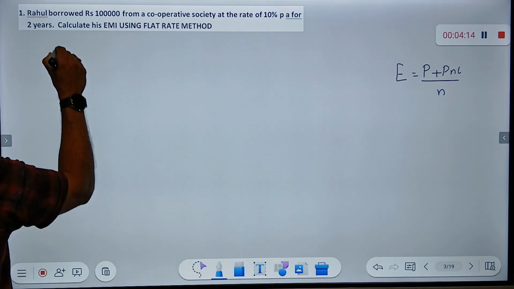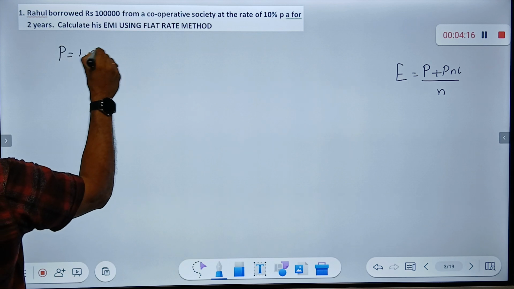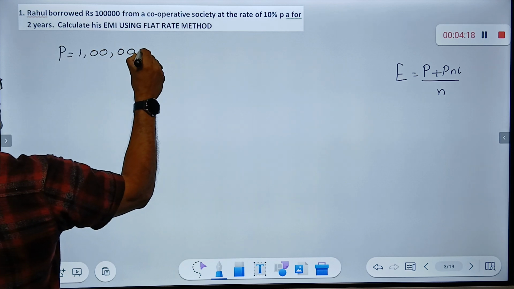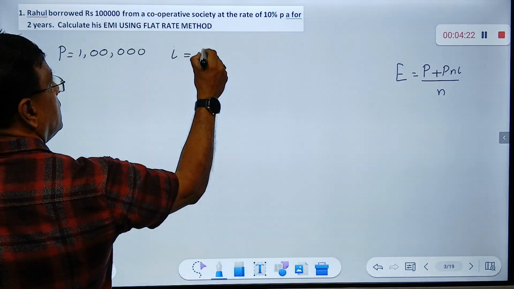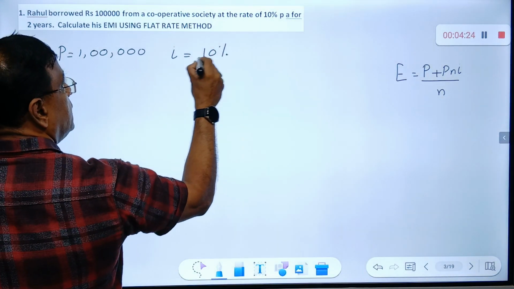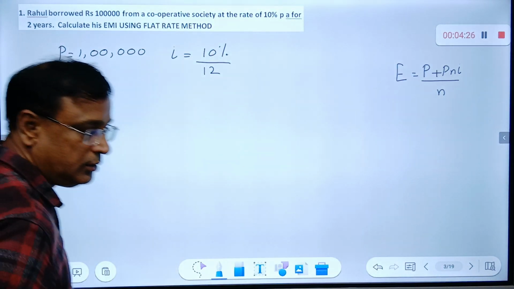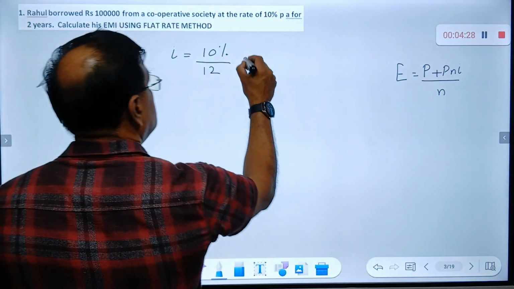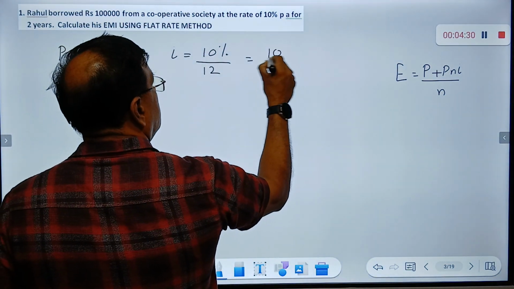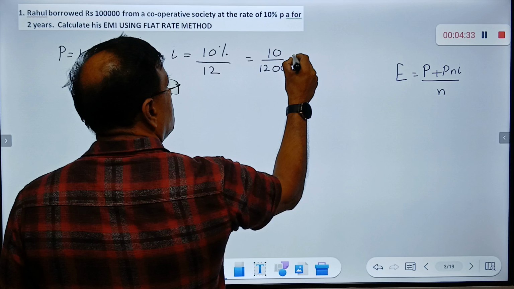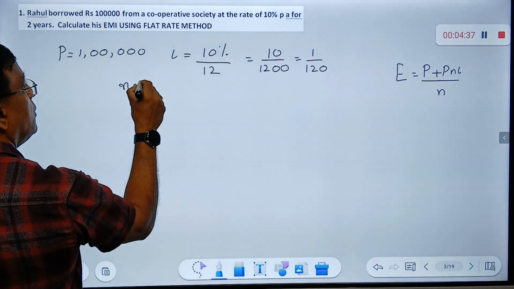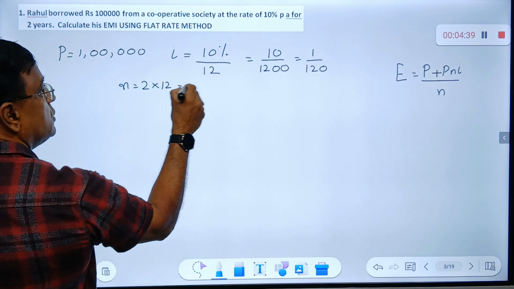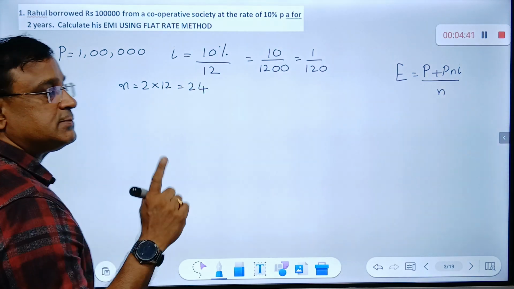Now here P is 1 lakh. And what is the rate of interest? The rate of interest is 10% per annum, so divided by 12, which is 10 by 1200. So it is 1 by 120. And the tenure is 2 into 12, which is 24, because EMI is per month.